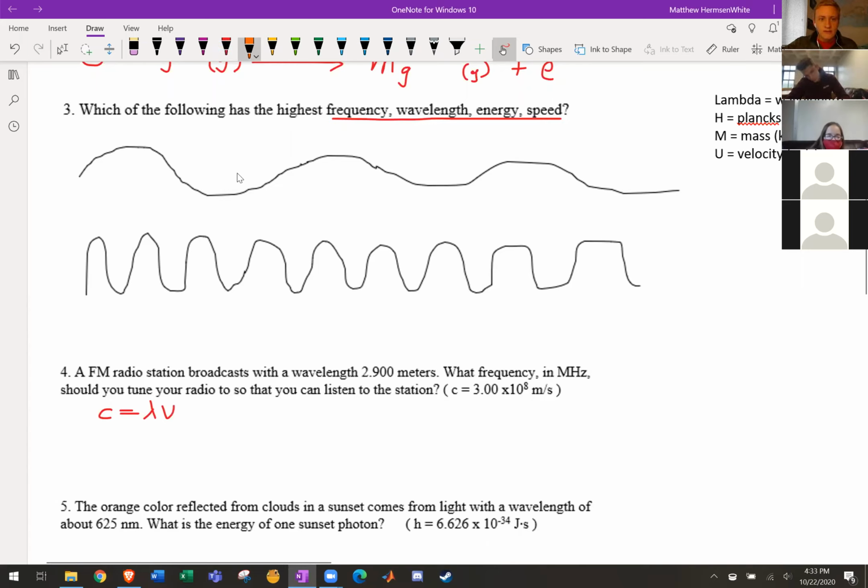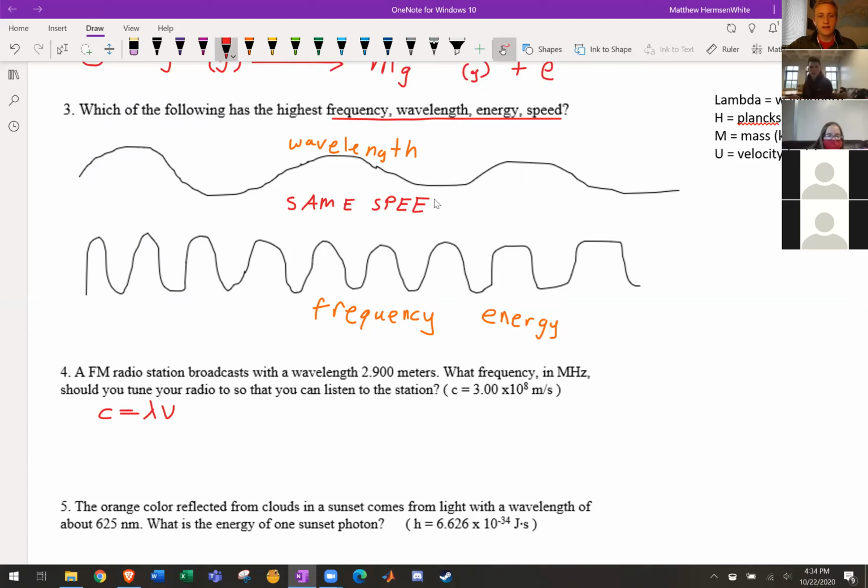So the top one here is going to have the longest wavelength. The bottom one is going to have the highest frequency. And remember, higher frequency also means a higher energy, so the bottom one also has higher energy. And then regarding the speed, be careful with this one. This is the same speed for both. These are both going to be traveling at the speed of light, so it doesn't matter the wavelength or the frequency.